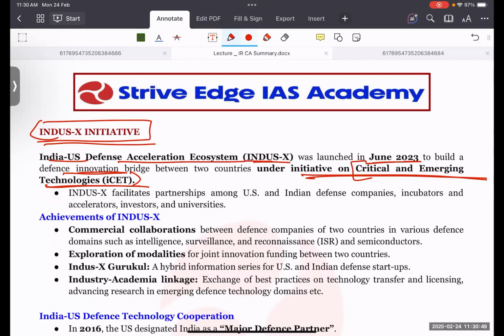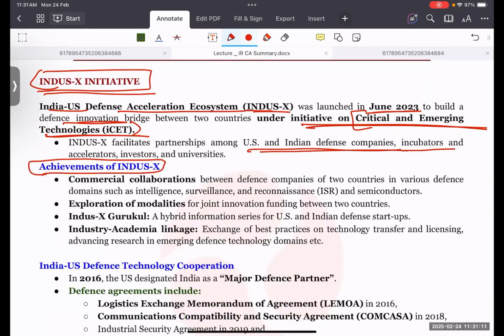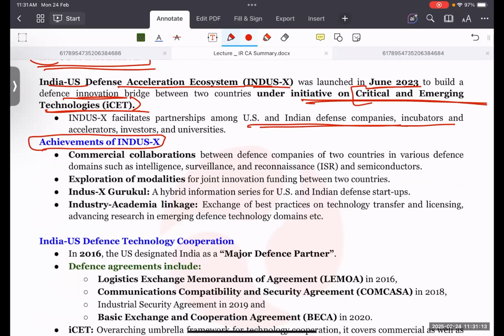Now, Indus X will facilitate partnership between US as well as Indian defense companies and incubators. These companies from India and the US will get together in accelerating the ecosystem related to critical and emerging technologies. Now, what are the particular achievements of Indus X? There can be a question, what is the Indus X that is recently in the news? There can be an option maybe saying the Indus River, so you might get confused in that regard. That is why you have to know exactly what this is.